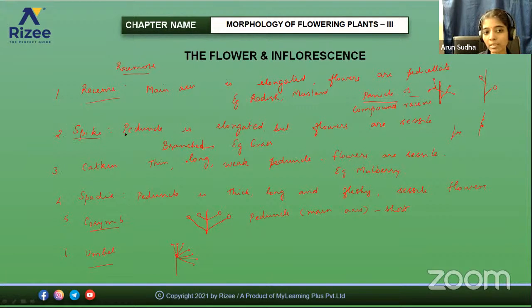And spike inflorescence, here the peduncle is elongated, but the flowers are sessile. That is, there is no stalk. It is directly attached to the main axis. In the case of catkin, they have the thin, long, weak peduncle, and the flowers are sessile. In the case of spadix type, the peduncle is thick, long, and fleshy, and they have sessile flowers. In the case of corymb type, the main axis is short, and the pedicel of the lower branches will be longer, but all the flowers will be of the same height. In the case of umbel, they arise from the same point. So these are the different types of racemose inflorescence.